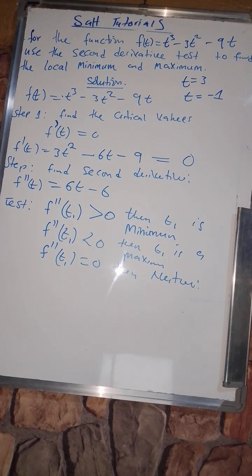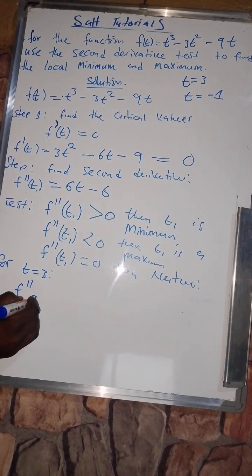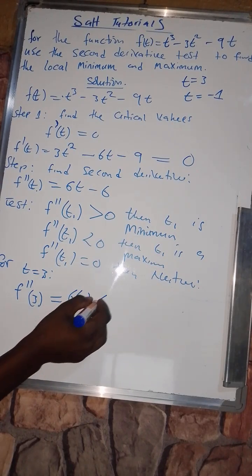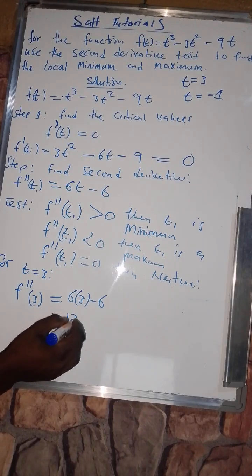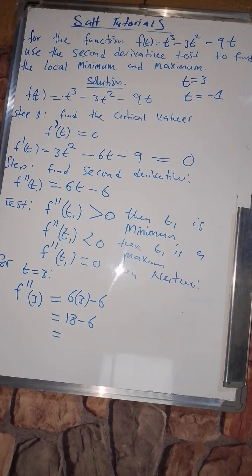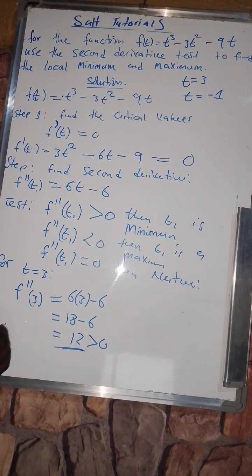So for t equals 3, we are going to insert 3 in the double prime. f double prime of 3 should be equal to 6 times 3 minus 6, which is 18 minus 6, and that gives us 12. So this value is greater than 0. Therefore, t equals 3 is a minimum.